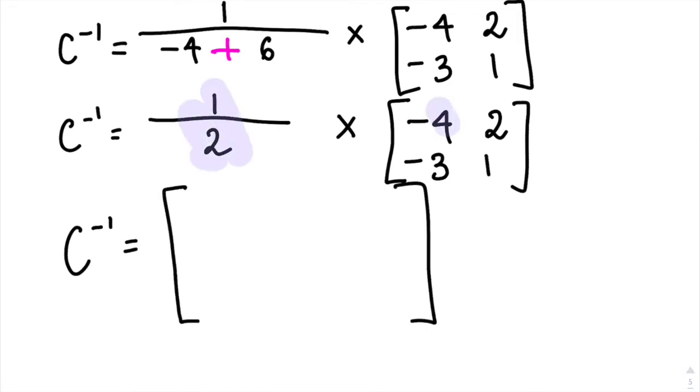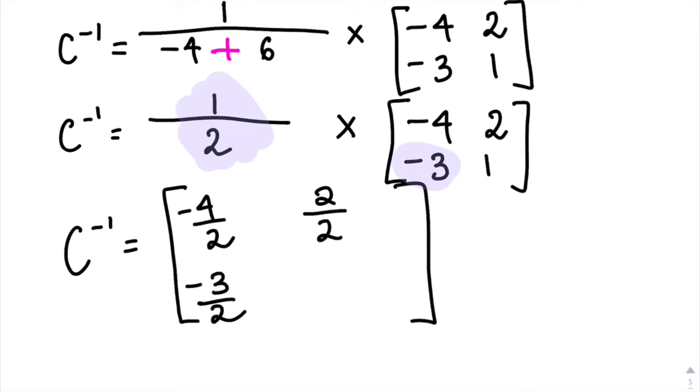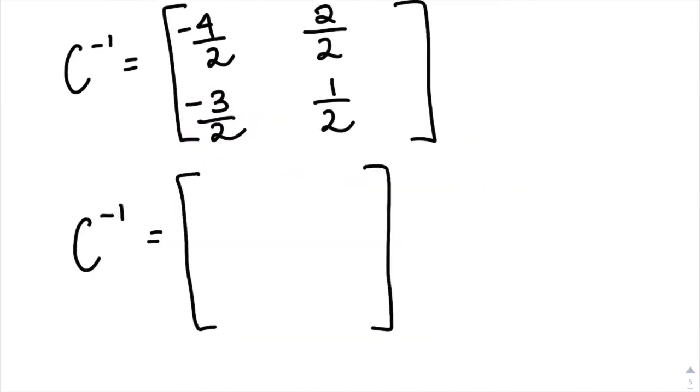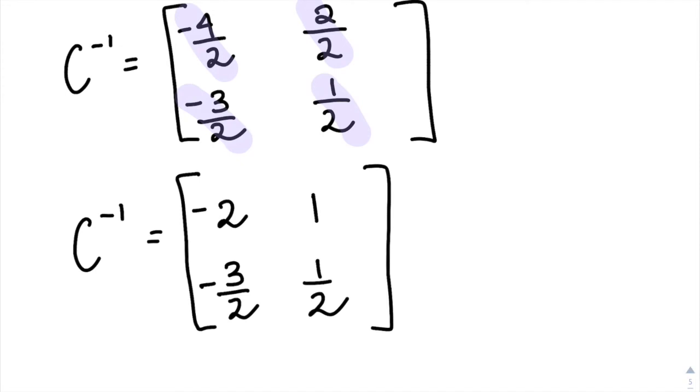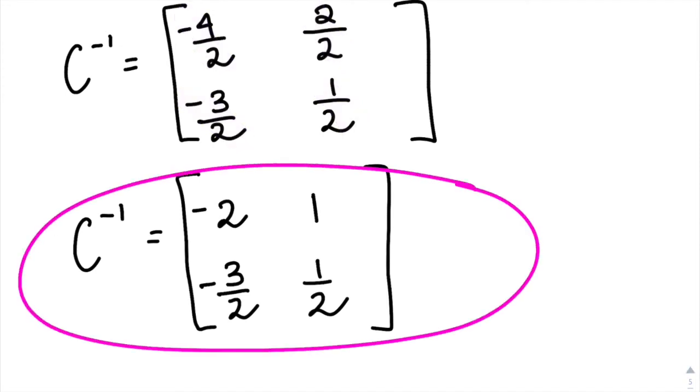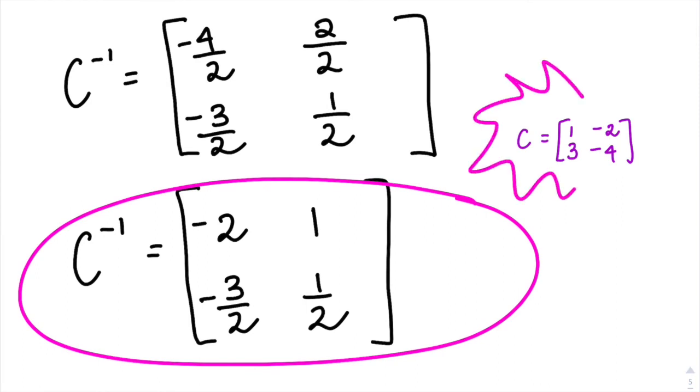A half times -4 is -4 on 2. A half times 2 is 2 on 2. A half times -3 is just -3 on 2. And finally, a half times 1 is just a half. Let's simplify this matrix where possible. -4 on 2 is -2. 2 on 2 is just 1. We'll just keep -3 on 2 as is, as we can't simplify it any further. The same with the half. It's already in simplest form. Part A complete. We've calculated the inverse of this matrix.